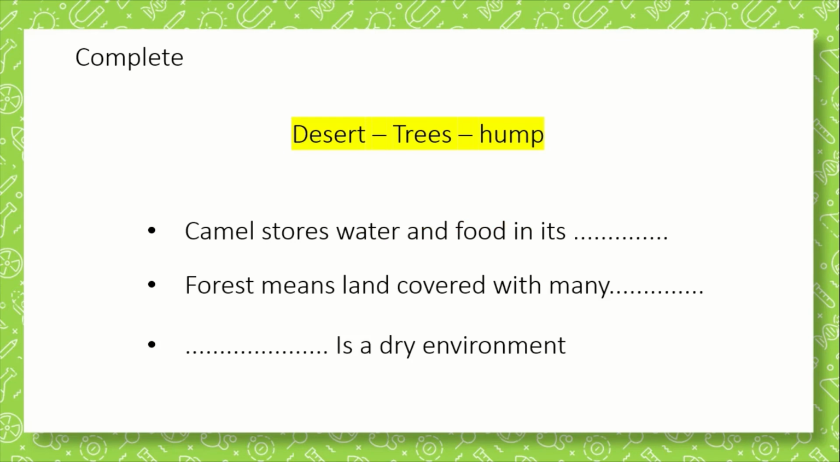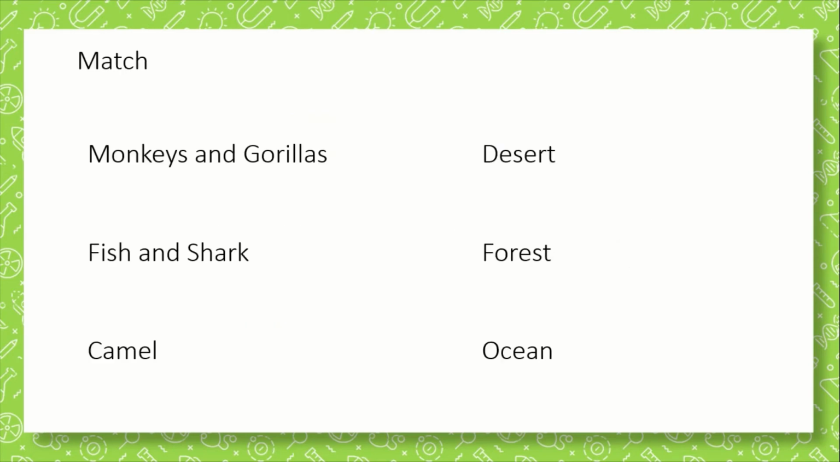Next, a camel stores water and food in its hump, correct. Forest means land covered with many trees, correct. What is a dry environment? The desert, correct. Let's match the following.